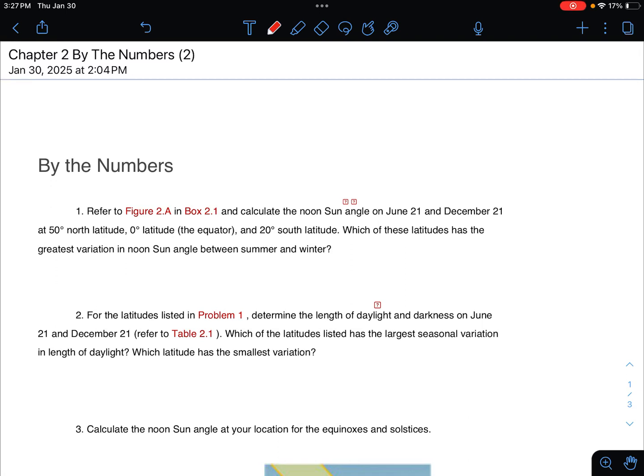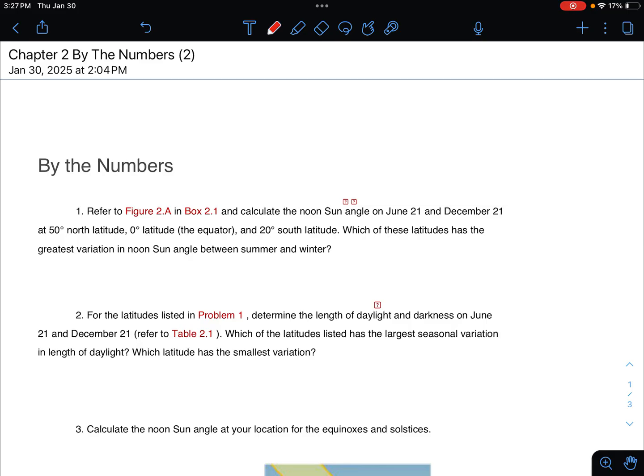All right, ladies and gentlemen, today you're going to be spending class time working on this assignment called By the Numbers. In this assignment, you're going to be doing a little bit of math, which I know sounds scary, but the arithmetic on this is fairly simple. You just need to know the steps of how to make this work.